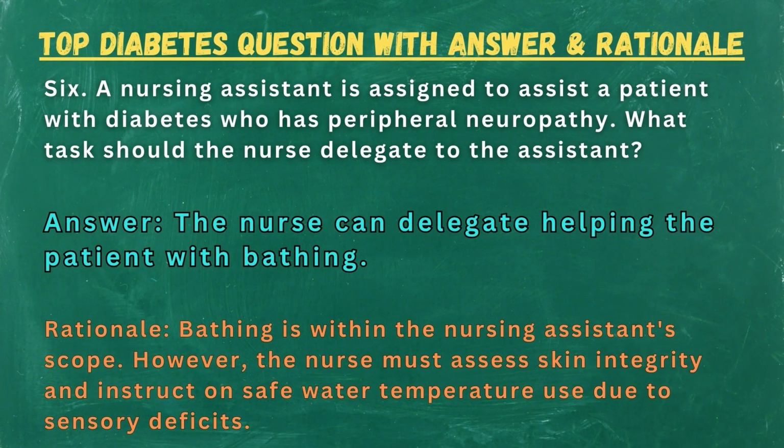6. A nursing assistant is assigned to assist a patient with diabetes who has peripheral neuropathy. What task should the nurse delegate to the assistant? Answer. The nurse can delegate helping the patient with bathing. Rationale. Bathing is within the nursing assistant's scope. However, the nurse must assess skin integrity and instruct on safe water temperature use due to sensory deficits.